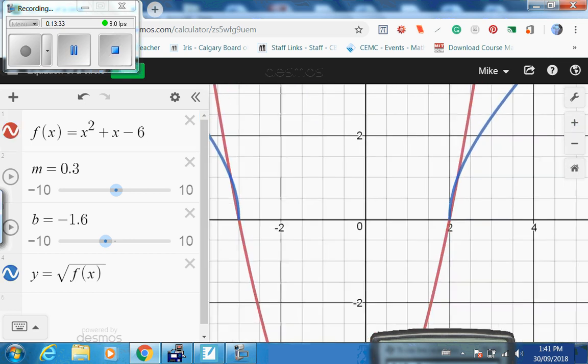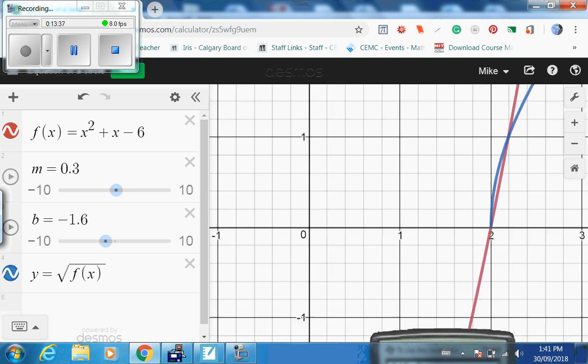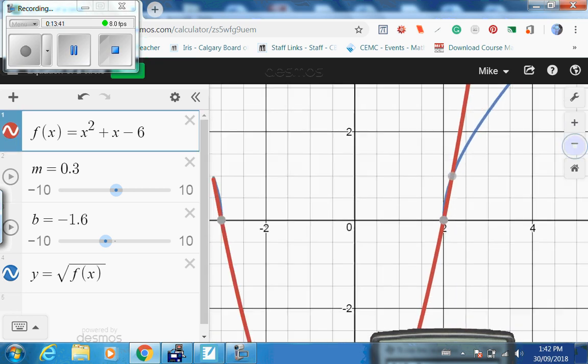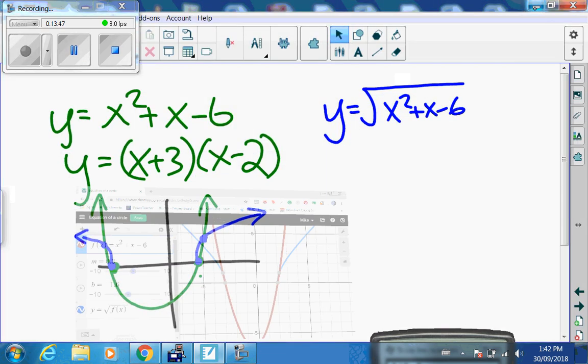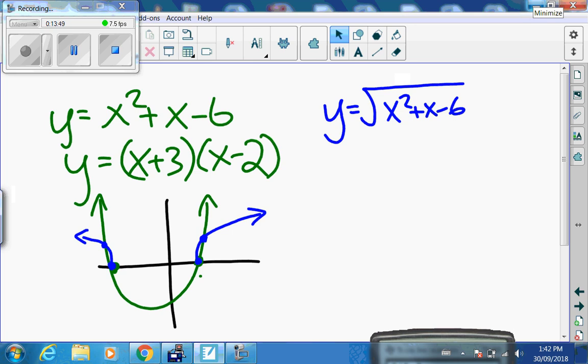And if we zoom all the way in on one, we can see that the blue line is, in fact, above the red line. It's just hard to see because the two lines are so close together. All right, so that's what that looks like, just like I drew here.